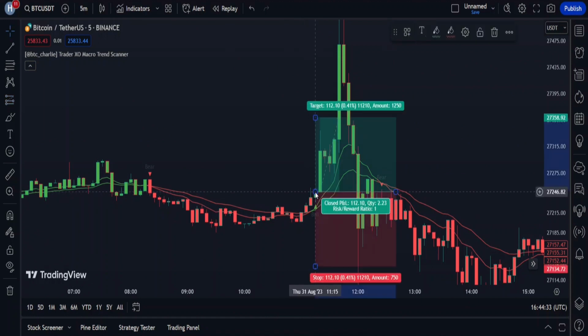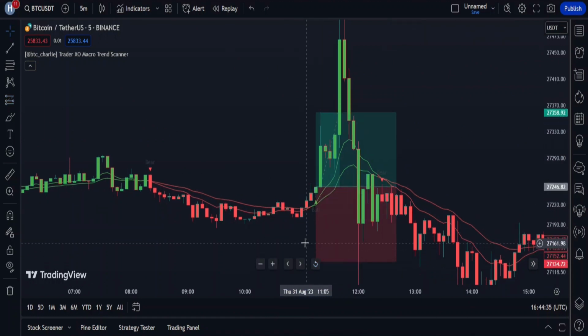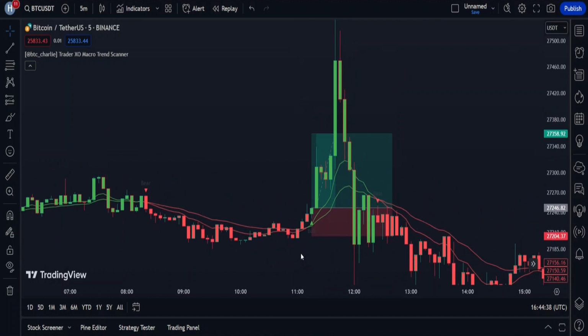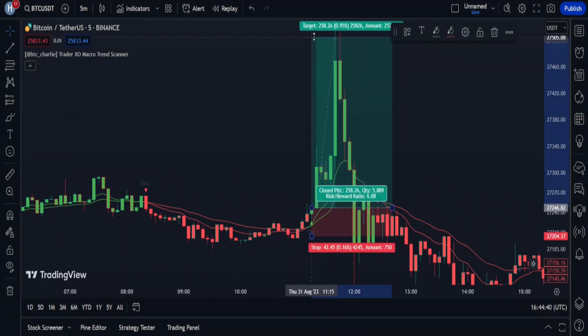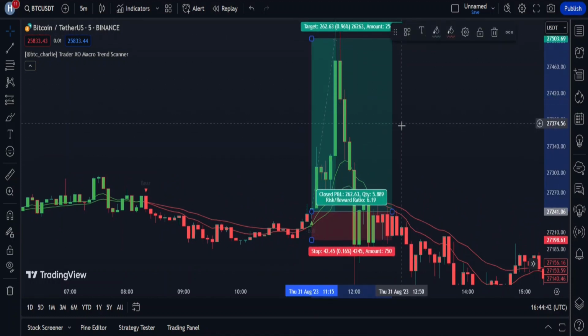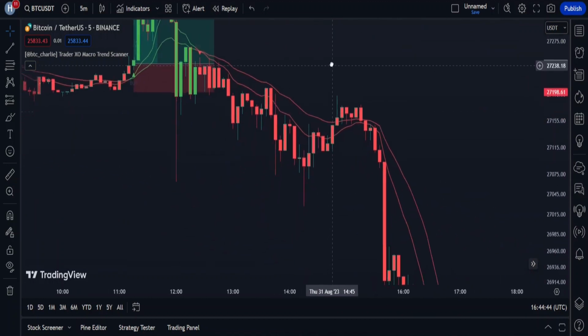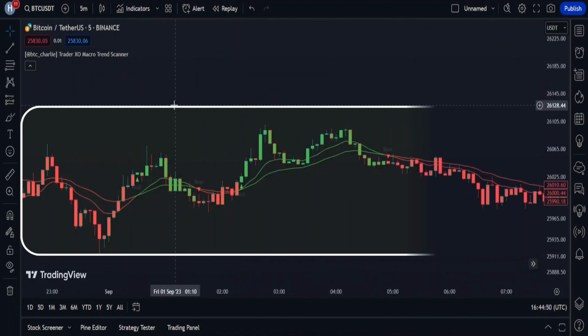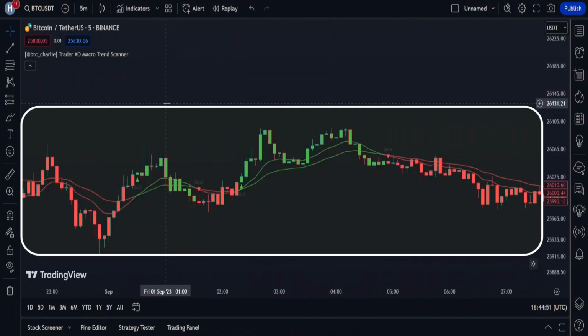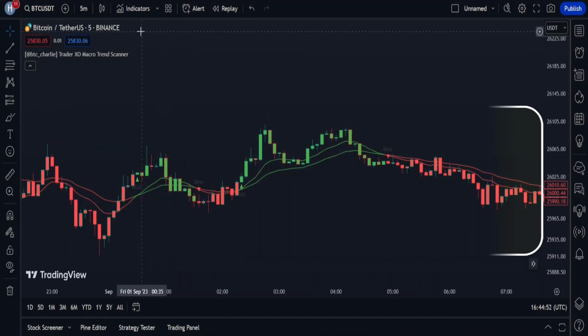For example, it has given a buy signal here. If we were to enter the trade here and set the stop loss to down here, we would have made a profit up to this range. Similarly, we can see we have got good sell signals as well. But on many occasions, we can see there are a lot of false buy and sell signals, so we cannot use this indicator on its own.